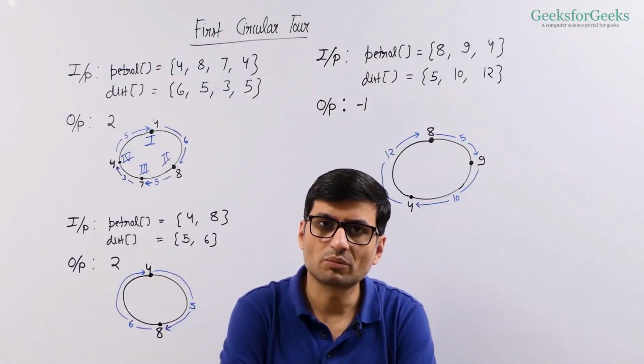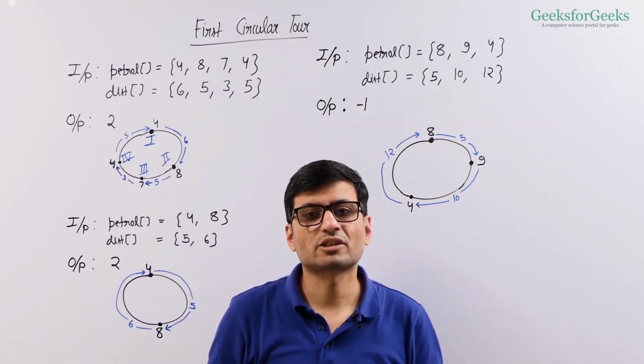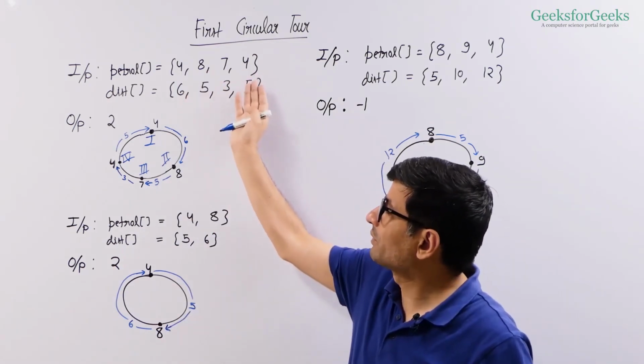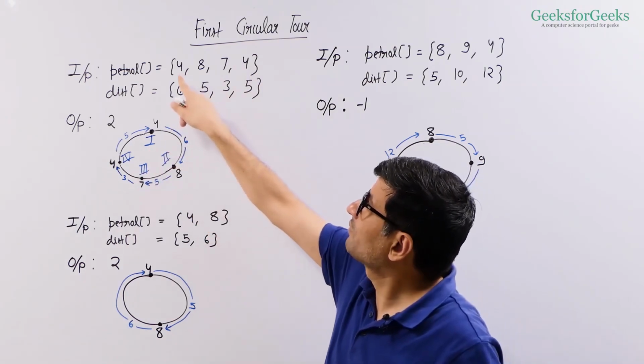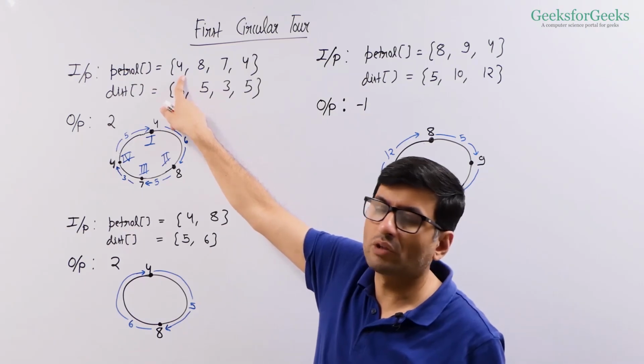Let us talk about this problem. We have n petrol pumps arranged in a circular manner. In this example, we have 4 petrol pumps. This is the first petrol pump, and these petrol pumps are represented using 2 arrays.